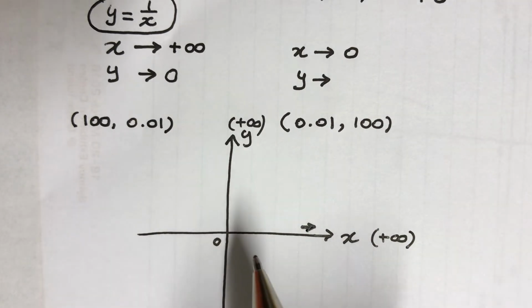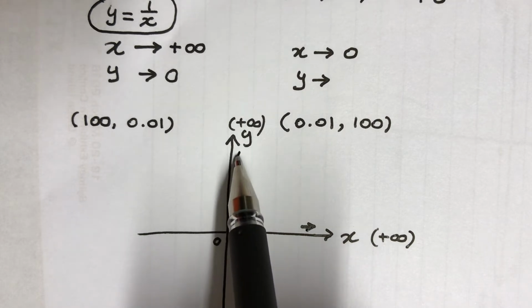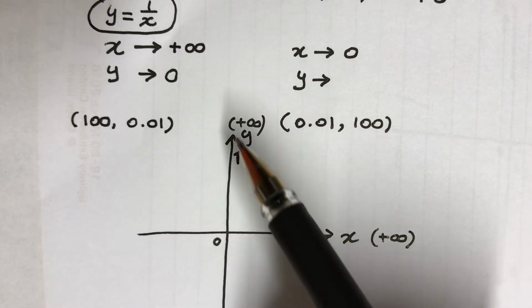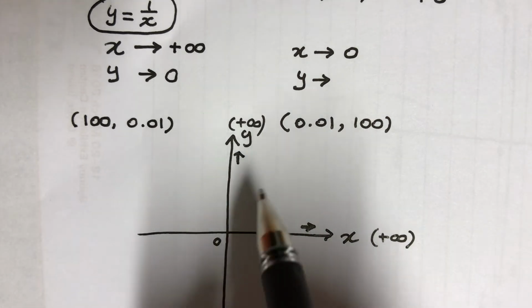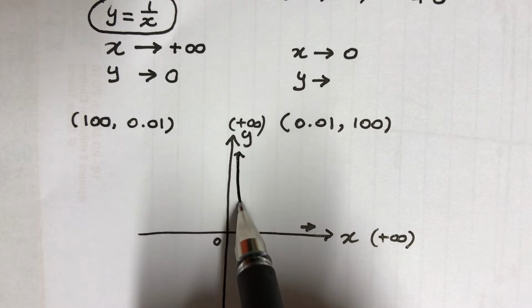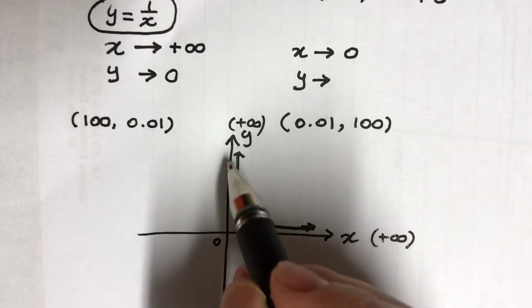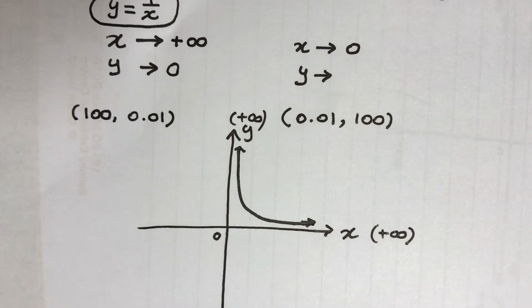And the same thing happens when x values are very small: y gets huge. The smaller the x values, the bigger the y values. The bigger the x values, the smaller the y values. So this is what will happen, and I will link it together, and that's one of my branches. It doesn't cross the x-axis or y-axis because x cannot be 0. So it's curved. That's one of the two branches of the hyperbola.